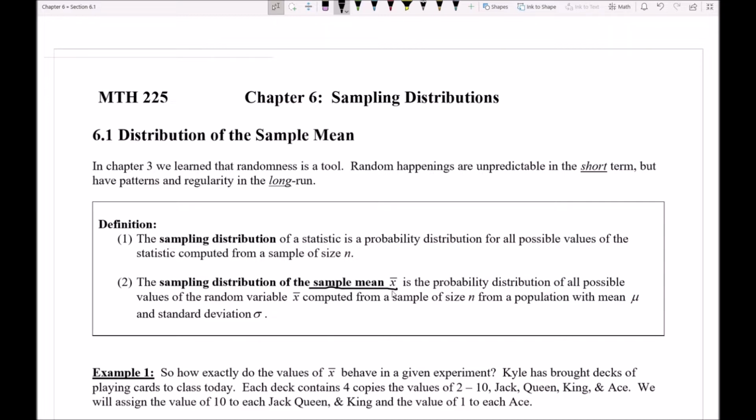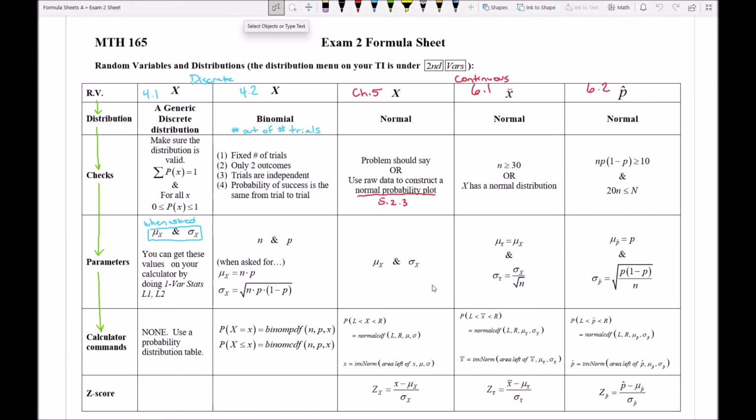As we see here, the sampling distribution of the sample mean x bar is a probability distribution of all the possible values of the random variable x bar when I compute those from a sample of size n, and that sample comes from a population with a mean and a standard deviation. Now we're going to try to get a sense of what we mean by this, but first I'll go ahead and look at the formula sheet here to get our bearings on exactly where we're at.